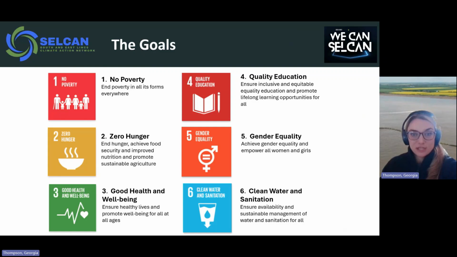So these first 6 goals, like no poverty, quality education and clean water and sanitation, may seem like they're intended for more developing countries, which is partly true, but it's not the whole picture. For instance, even developed countries like the UK have 14 million people who are living in relative poverty. And also the UN estimates that there are 870,000 children that go to bed hungry every night.